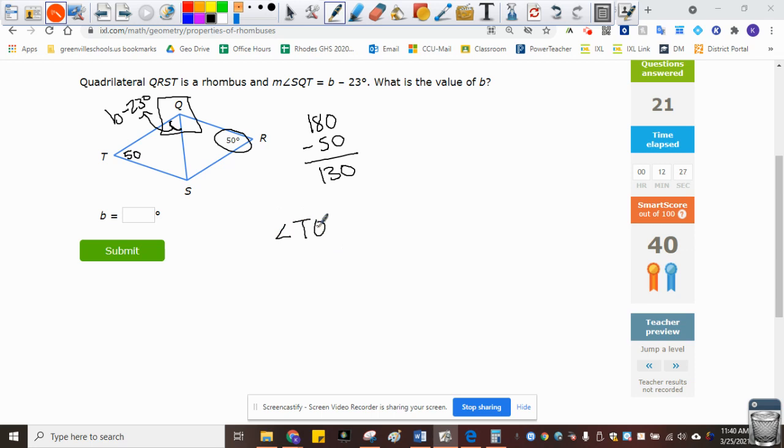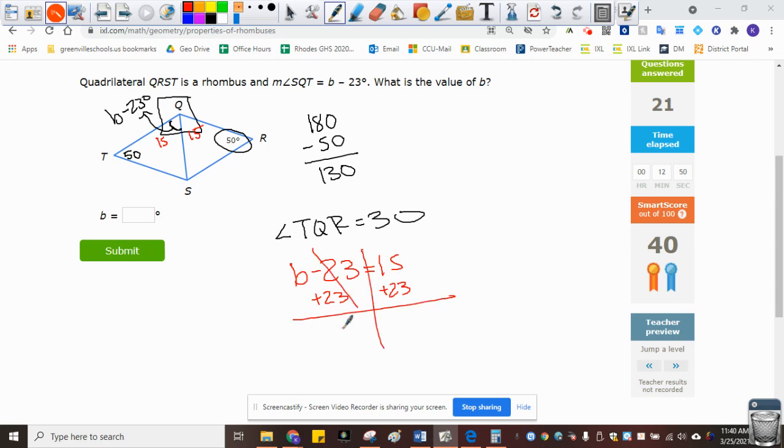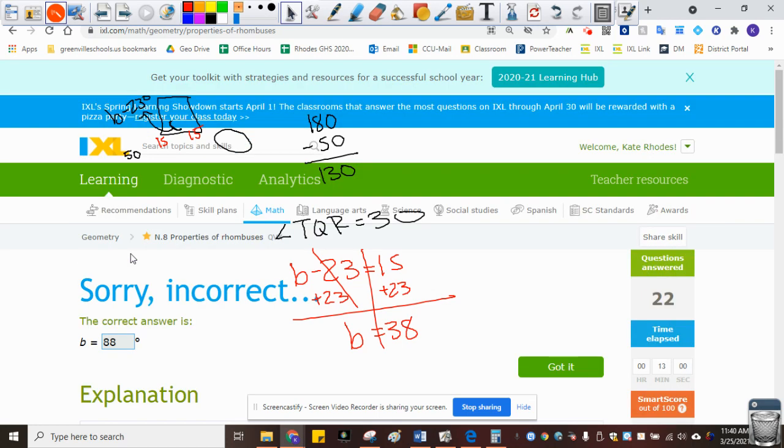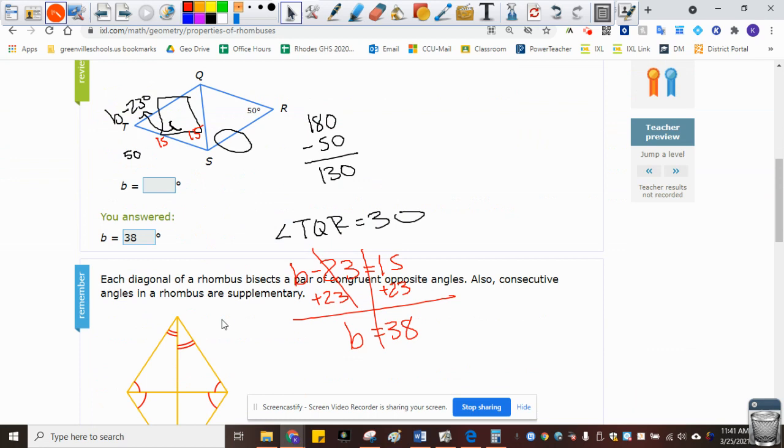Angle TQR is 30. But this diagonal cuts that exactly in half. So if that whole thing is 30, this side has to be 15 and this side has to be 15. So b minus 23 has to equal 15. This is definitely the hardest one I've seen on this IXL yet. So b would be 38. 88. What did I do wrong?